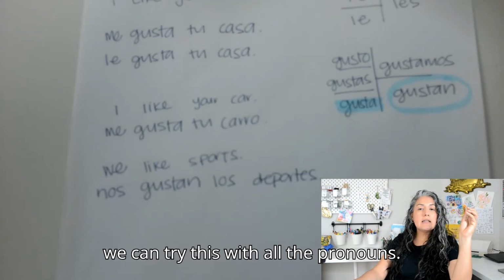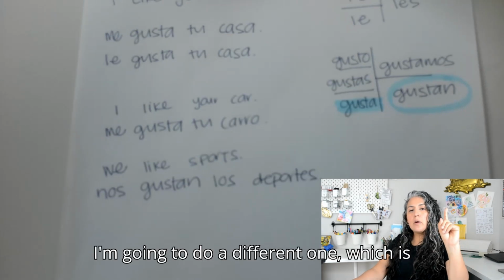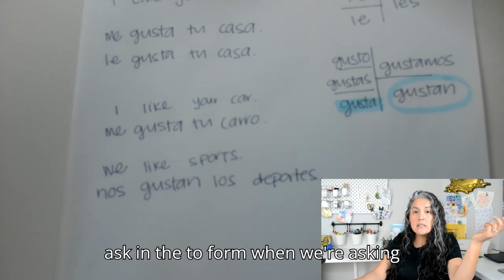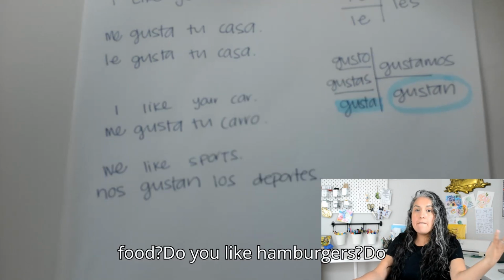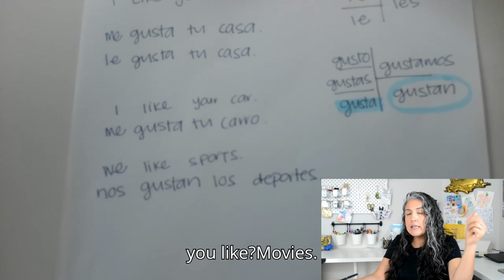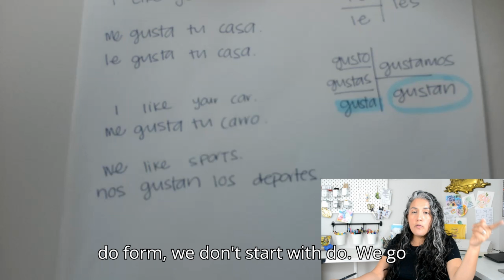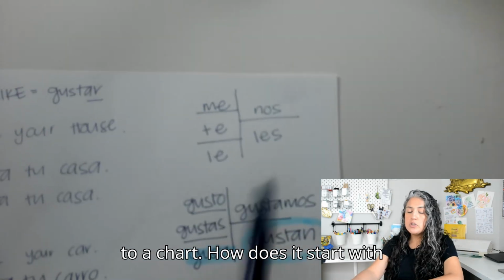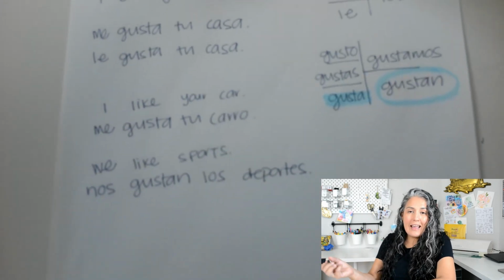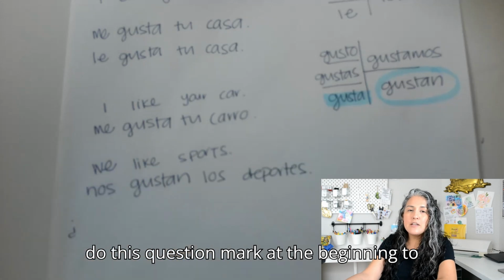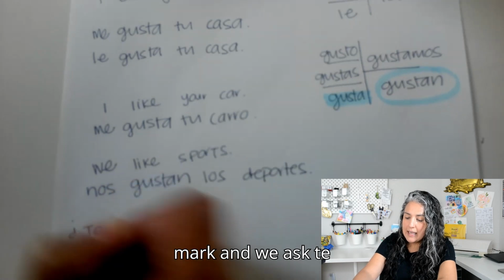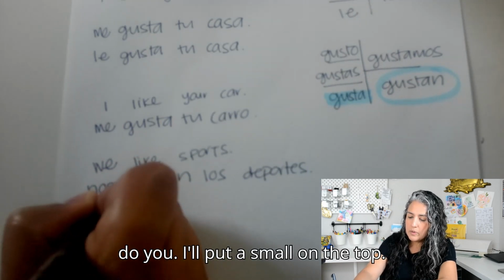So we can try this with all the pronouns. I'm going to do a different one, which is a question. We normally ask in the tú form when we're asking someone, do you like food? Do you like hamburgers? Do you like movies? So we ask in the tú form. To put in the tú form, we don't start with tú. We go to a chart. How does it start with? Te. In Spanish, we do this question mark at the beginning, it's like an upside down question mark. And we ask, te, do you, I'll put it small on the top.